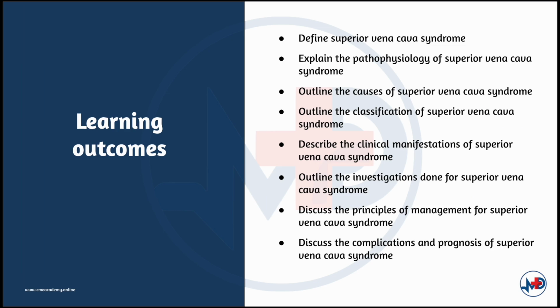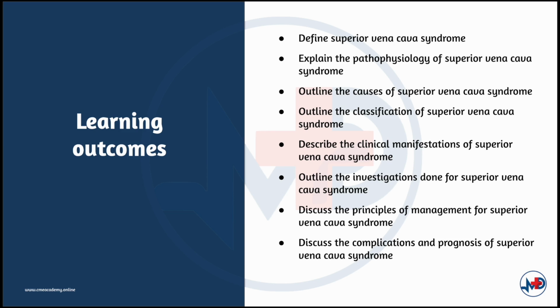By the end of this topic, you should be able to define Superior Vena Cava Syndrome, explain the pathophysiology of the syndrome, outline the causes and classification of the syndrome, describe the clinical manifestations of Superior Vena Cava Syndrome, outline the investigations done, discuss the principles of management, and discuss the complications and prognosis of this condition.